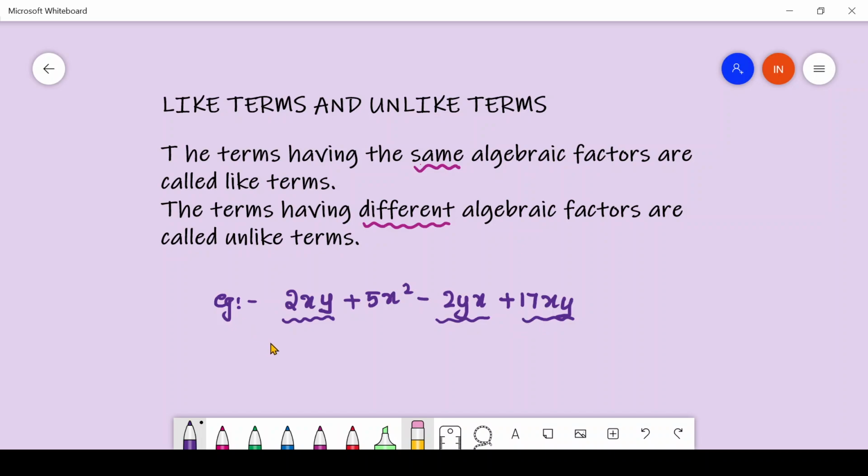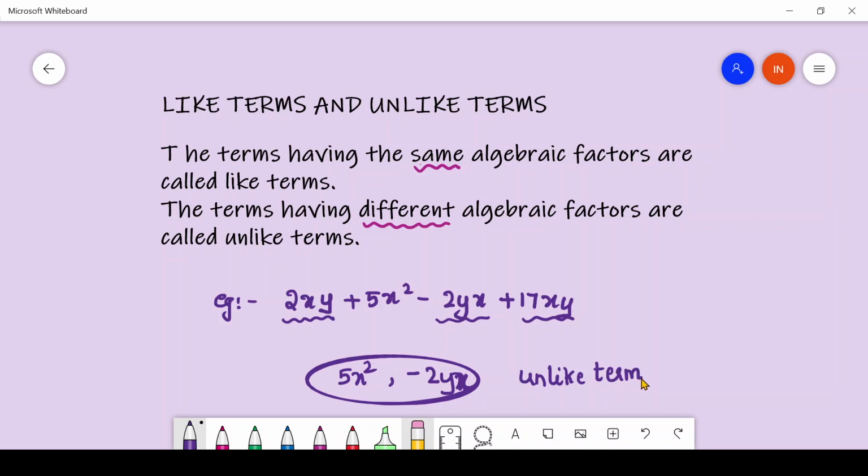And can we say 5x square and negative 2y, is it, x? Are they like terms? No, these are unlike terms, right? Let us see another example.